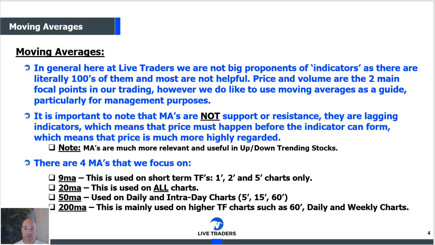It says here, in general, as live traders, we're not big proponents of indicators, as there are literally hundreds of them and most are not helpful. Price and volume are the two main focal points in our trading. However, we do like to use moving averages as a guide, particularly for management purposes. So it's important to note that MAs are not support or resistance. They are lagging indicators, which means that price must happen before the indicator can form, which means that price is much more highly regarded. Okay?